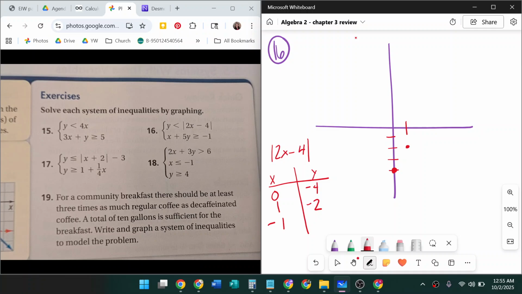How about a negative 1? Oh, what am I doing? My brain is like fried. I don't even know why I'm doing math this time.